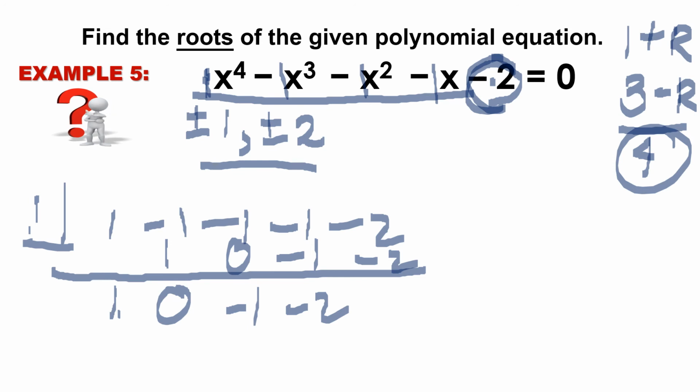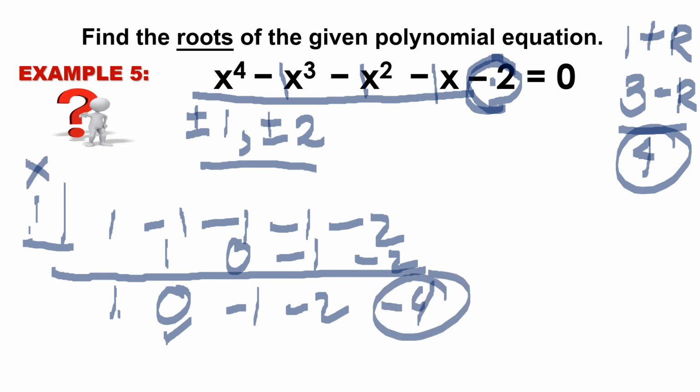By the way, is it correct? Let me erase this to see if it's negative or none. It's really positive. So, bring down 1 here. 1 times 1 is 1. Negative 1 plus 1 is 0. 0 times 1 is 0. Negative 1 plus 0 is negative 1. Negative 1 times 1 is negative 1. Negative 1 plus negative 1, negative 2. Negative 2 times 1, negative 2. This is negative 4. It's not 0. Therefore, 1 is not a root. Let's try negative 1.